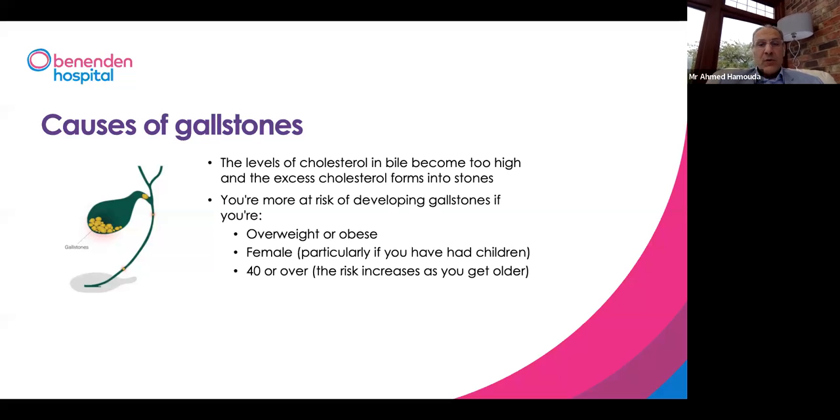Females are particularly prone to it, and especially fertile females, maybe something to do with hormonal change, usually above the age of 40 rather than younger, but young people can also develop gallstones, especially if they're pigment stones. So people who have certain blood diseases where the red blood cells are broken down, those pigments can then travel in the bloodstream, go into the bile, and again, do the same process of crystallization, precipitation, and stone formation.